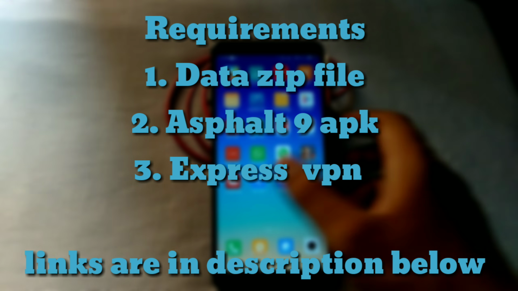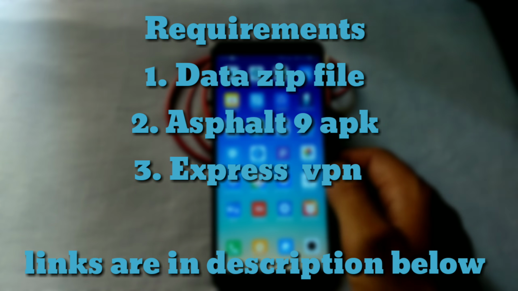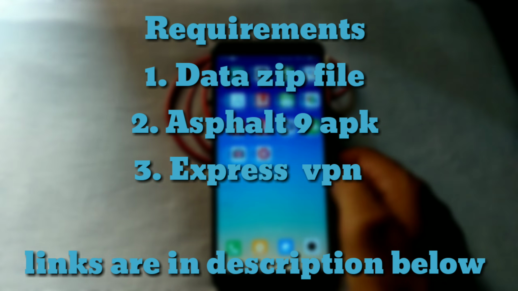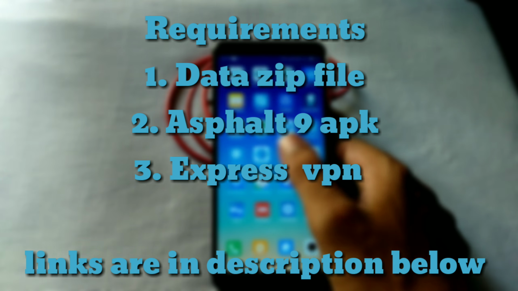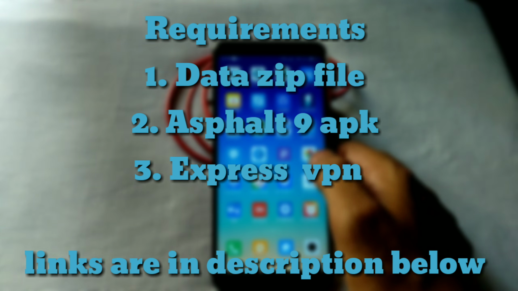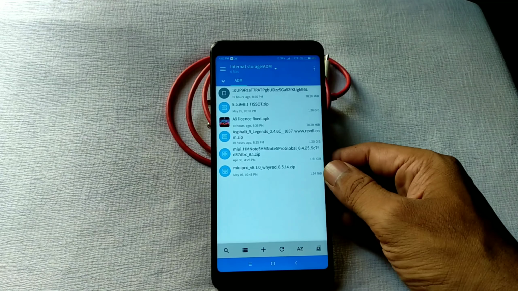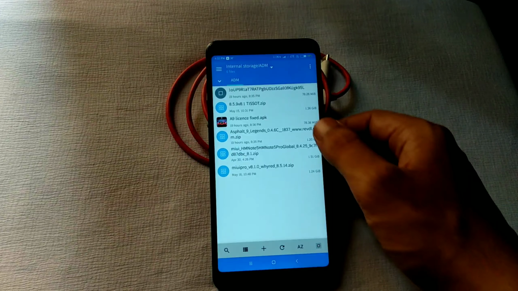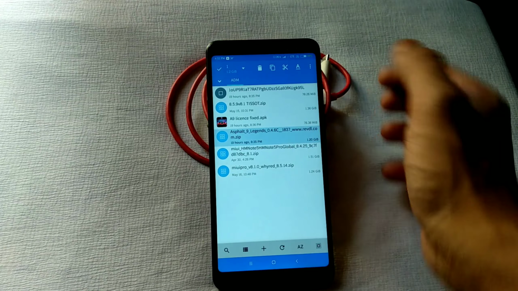So in order to play Asphalt 9 outside of the Philippines, there are 3 requirements. One is the JATA zip file, the second one is the Asphalt APK, and the third one is ExpressVPN. All the links are in the description box, so do check out and download all the files.